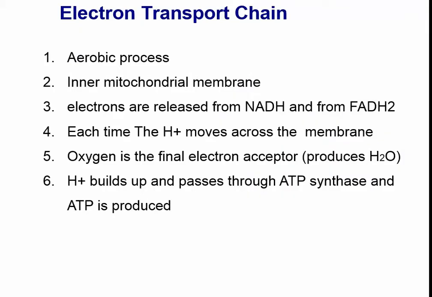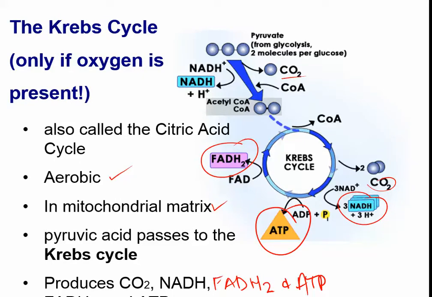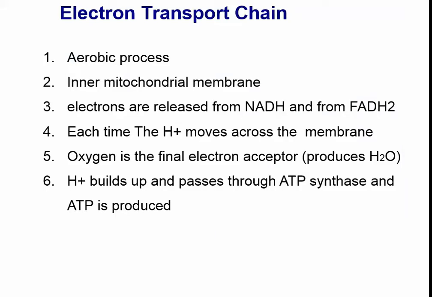From there, remember I said earlier that the electron carriers, these 2 here, these electron carrier products will go to the electron transport chain. Now obviously we need oxygen here again. It happens on the inner part of the membrane. Those electrons from NADH and FADH2 are released. And each time the hydrogens come off the NADH and FADH2, they'll move across the membrane.